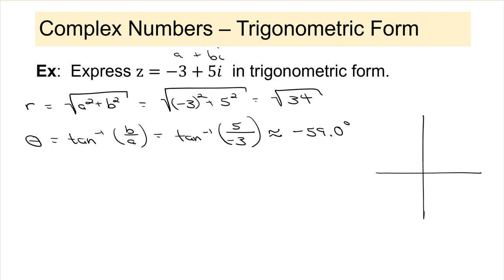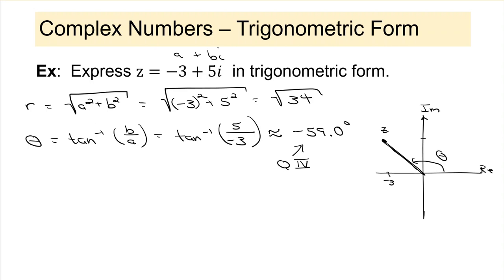So in the complex plane here, my number is -3 in the real, 5 is the imaginary. So here is my z. I'm over in quadrant 2. So my angle is actually a quadrant 2 angle, but what did I end up with? I ended up with a quadrant 4 angle. And what's going on here?